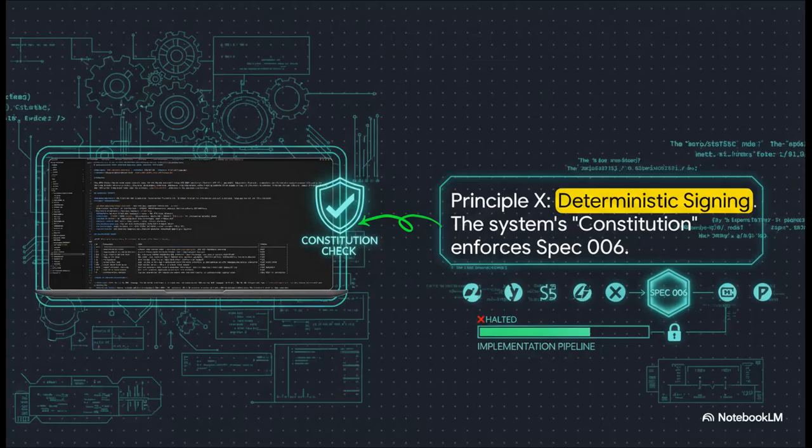And listen, this isn't just a friendly suggestion, it's enforced automatically. This slide shows a constitution check that happens way back in the planning phase. See Principle 10, Deterministic signing, it has a pass status. If the AI's plan had violated any of the rules from Spec 006, the entire process would have just halted right there, before a single line of code was ever written.